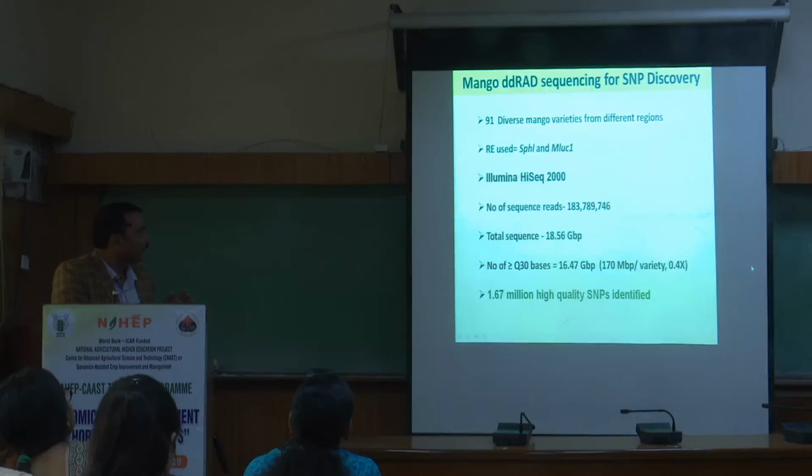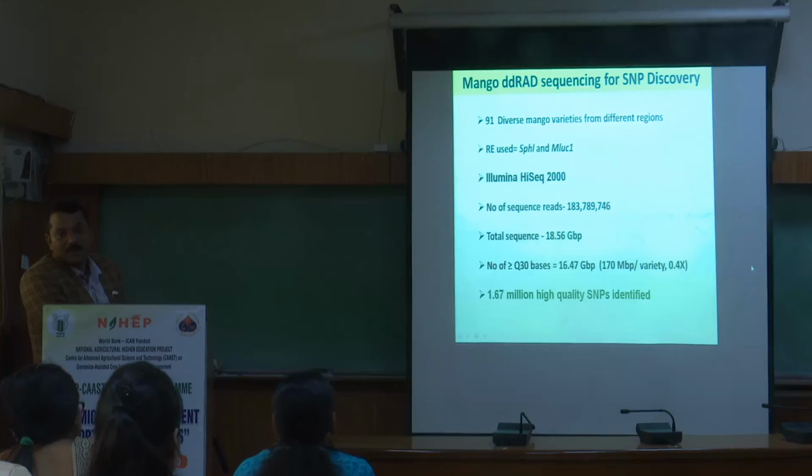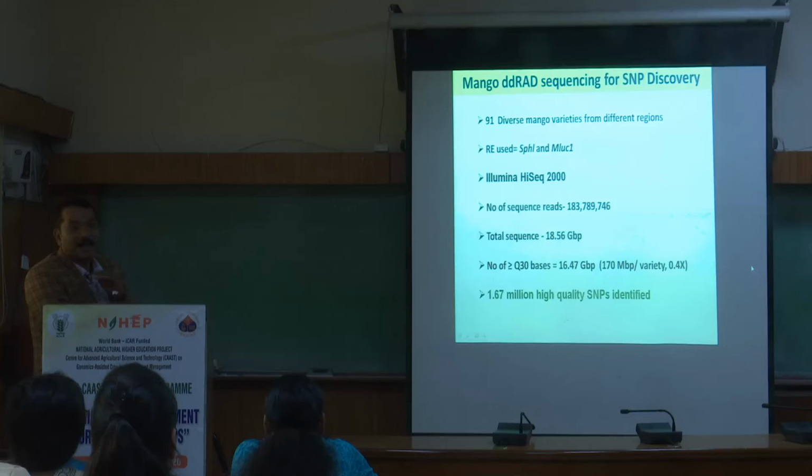This is another good achievement as far as genome resources are concerned. The ddRAD sequencing of 91 mango genotypes from our own repository here identified around 1.6 million SNPs, and people from ICAR-IARI have developed a database of SNPs. So that can be used by any person across the globe, and that is really very good information.